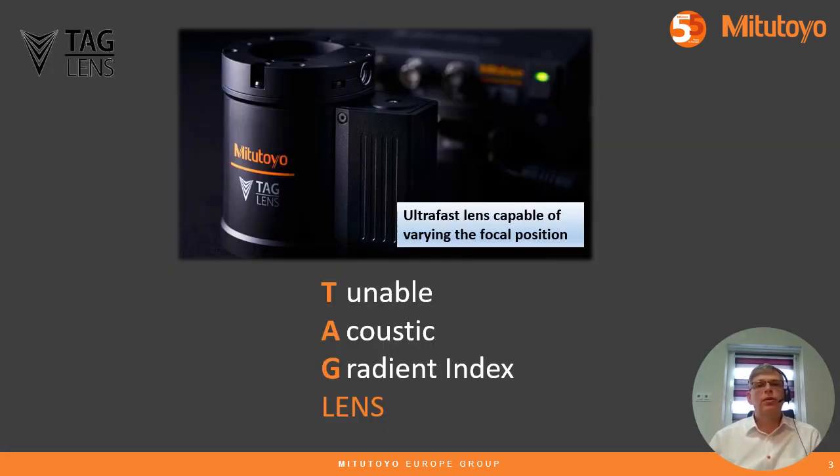So, what is TAGLENS? Where does the name TAG come from? T stands for tunable, A for acoustic, G for gradient index. TAGLENS is an ultra-fast lens capable of varying the focal position.